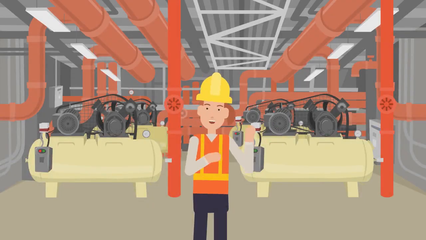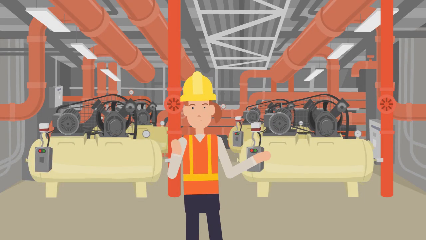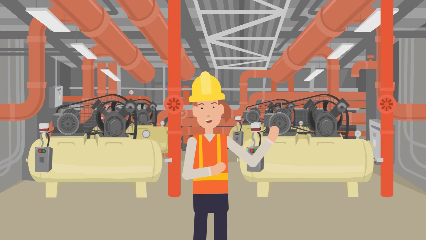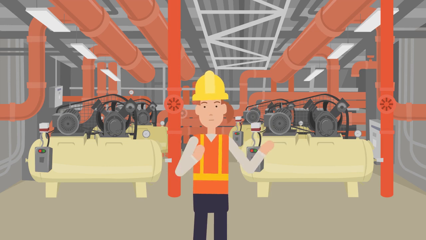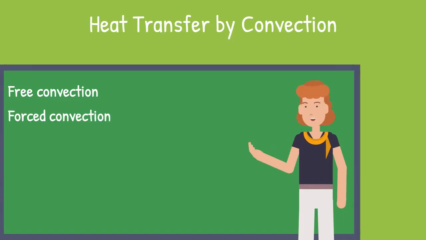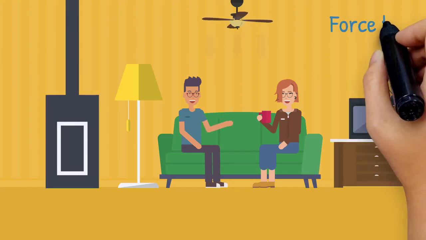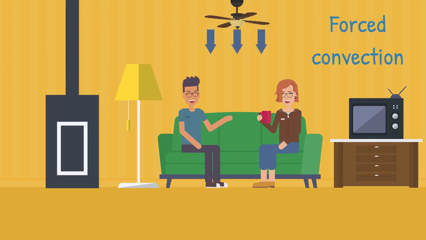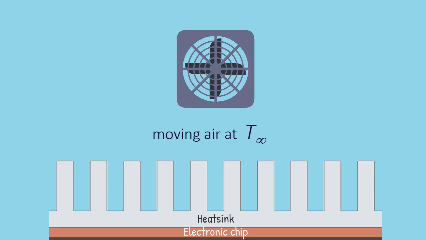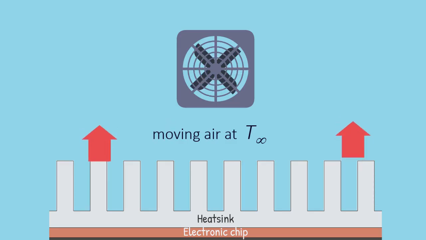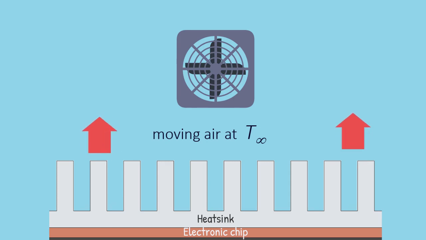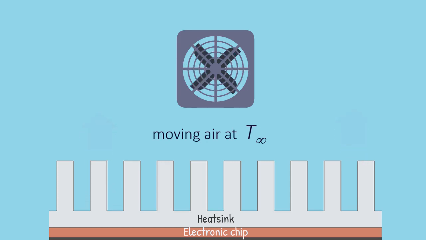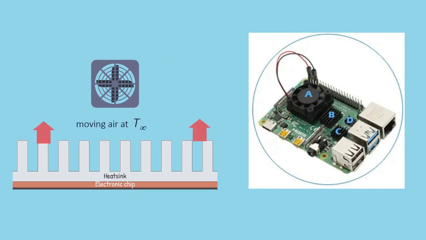In industrial applications, the circulation of the fluid is carried out by pumps, compressors, blowers or fans. We call this forced convection. At home, a fan increases the circulation velocity of the air, providing some comfort. And a fan can improve electronic chip cooling by increasing the air velocity on the heatsink surfaces. This is used, for instance, in the refrigeration of electronic integrated circuits.